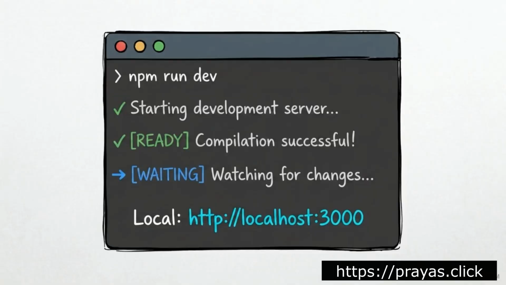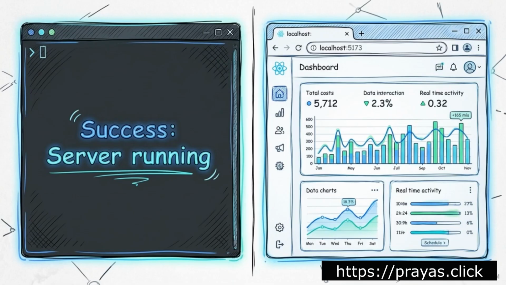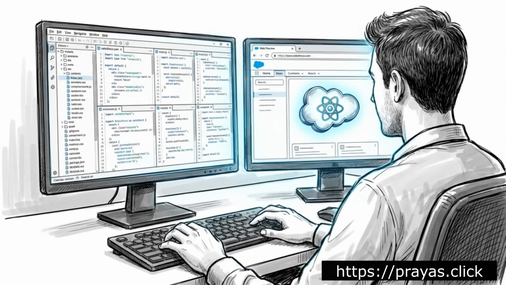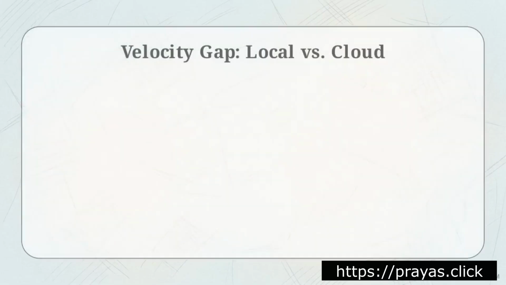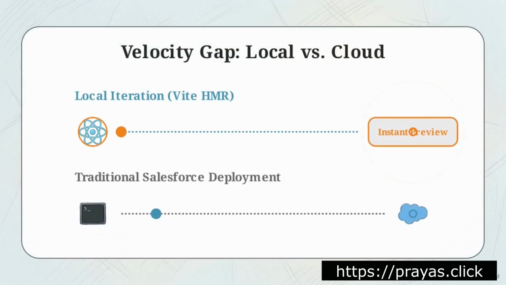Now we test our local environment. Type npm run dev to boot up the local server. You'll see a success message in your terminal, and when you navigate to localhost 5173 in your browser, your React component renders immediately. Having this local preview running is a massive workflow improvement. You can now rapidly iterate on your UI and see your changes instantly, rather than waiting for a slow deployment to the Salesforce server after every tiny CSS tweak.